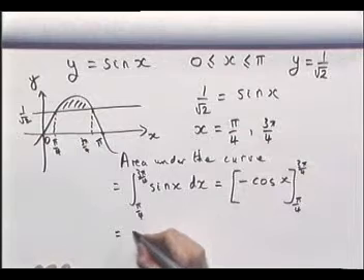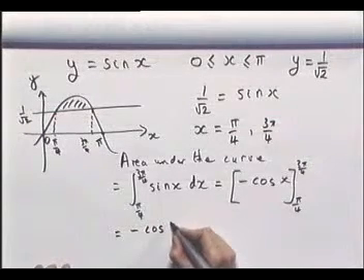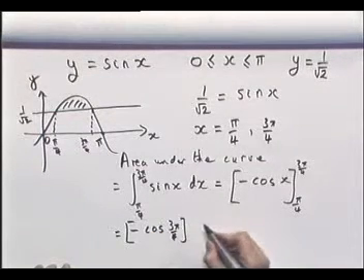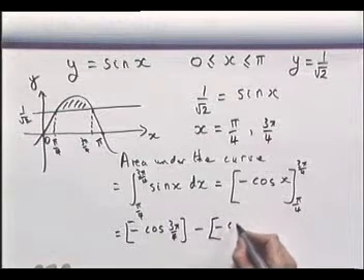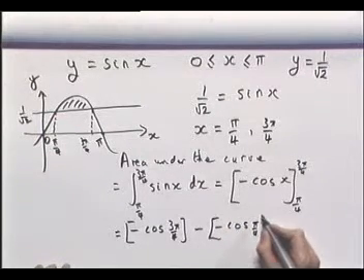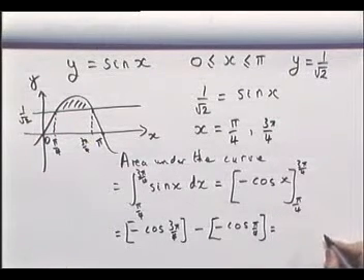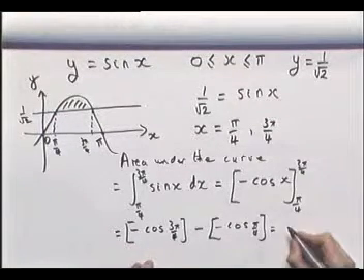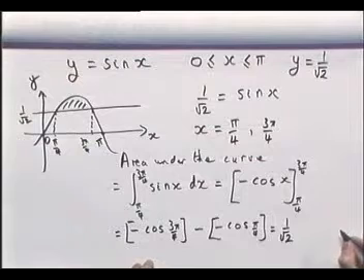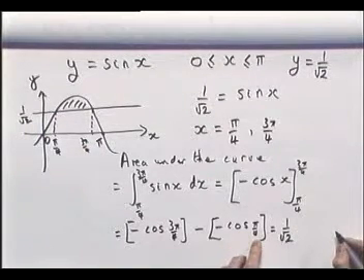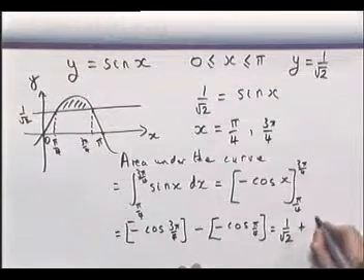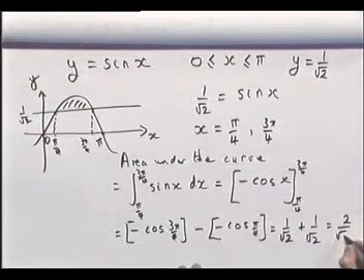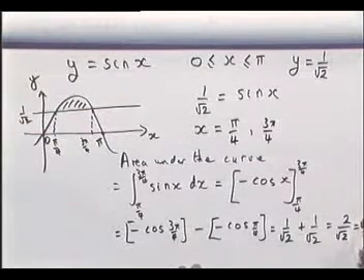So we put in the upper limit first, minus the cos of 3 pi by 4, that's the first bracket, minus the cos of pi by 4. Now, cos of 3 pi by 4 is minus 1 over root 2, and that minus sign gives me plus 1 over root 2. The cos of pi by 4 is 1 over root 2. Minus minus gives me plus 1 over root 2. So that is 2 over root 2, which is just root 2.